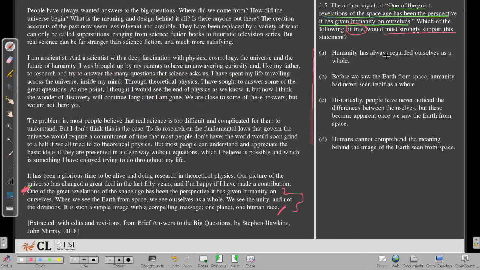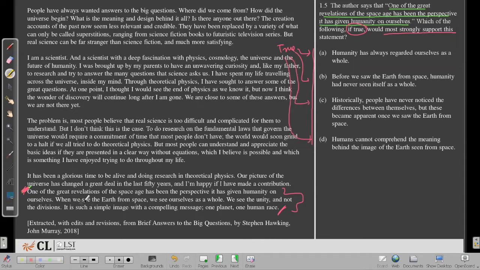Okay, now always is allowed. Usually I will look at an extreme statement and negate it in other cases. But in this case it is allowed because we have to take each statement to be true. If A is true, would it support? If B is true, will it support? If C is true, will it support? If D is true, will it support?